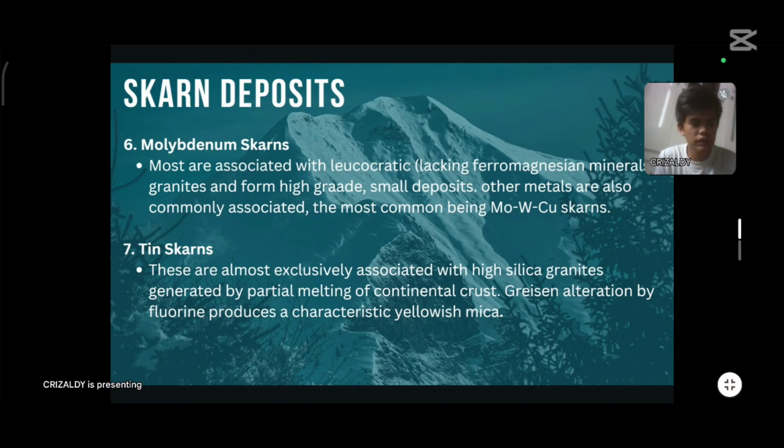Now, what is the tin skarn? These are almost exclusively associated with high silica granites generated by partial melting of continental crust. Recent alteration by fluorine produces a characteristic yellowish mica.